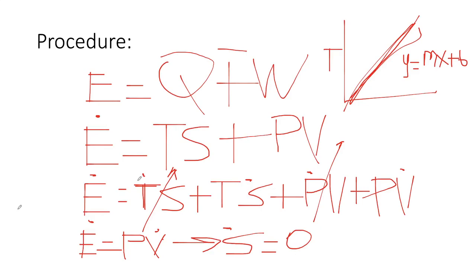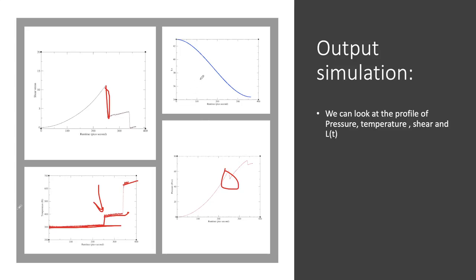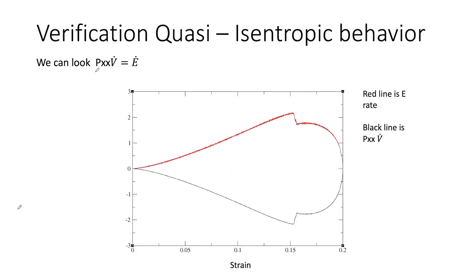So that means that if we go back, this is going to be 0, okay? Now also the pressure is going to be 0, and then having that, we only have to run to see if the total energy is equal to the pressure on X times the volume rate, right? So here we continue, we can see that if we look at the Pxx times the volume rate, that's going to be equal to the energy rate, right? So we see that the red line and the black line are almost all the same, right?